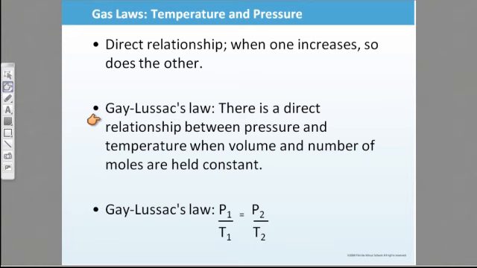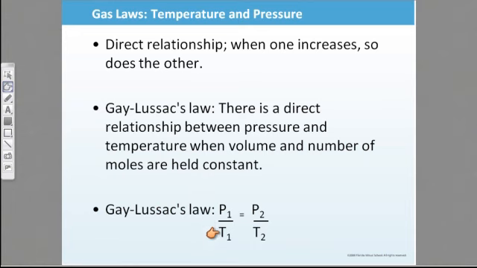So again, we got our four variables. This time it's going to be volume and number of moles that are held constant. So the container that we're working with is going to stay the same size. The number of particles in the container are staying the same. And we're going to look at the relationship between pressure and temperature. And it is direct. So if we increase the pressure in the system, the temperature also has to go up, and vice versa.